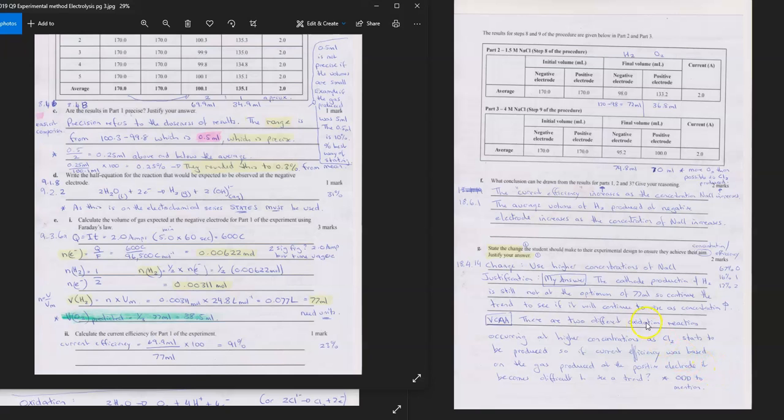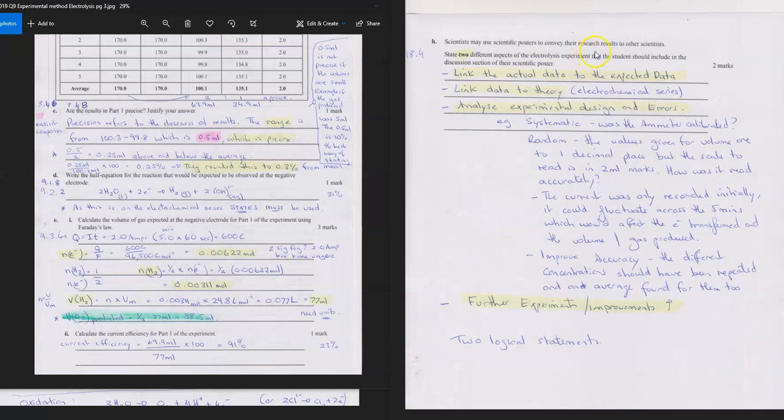Even though this is an acceptable answer in VCAA's answers, they'll have a whole range of answers that would be accepted. Next: state two different aspects of electrolysis that should be included in the discussion. There's a whole lot of things you need to do in the discussion.